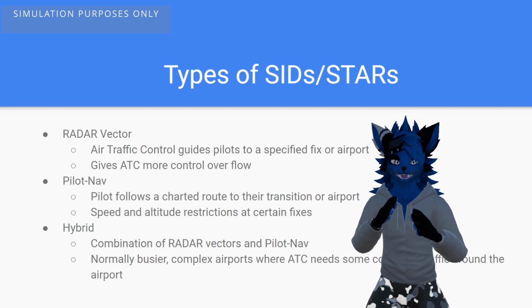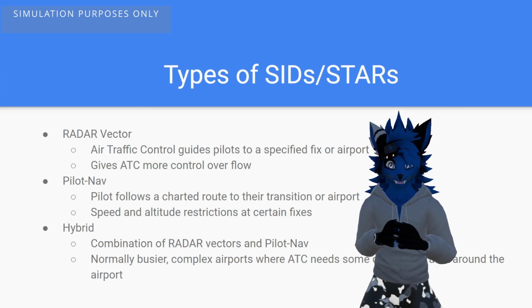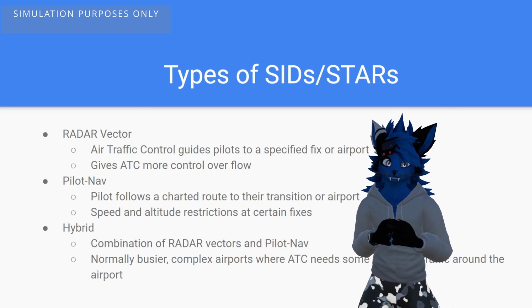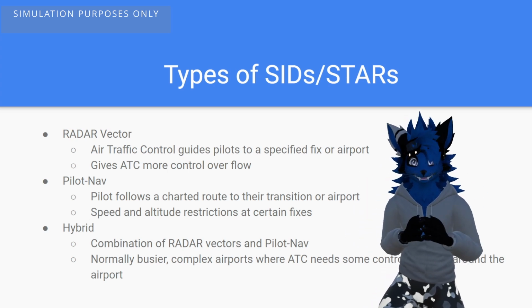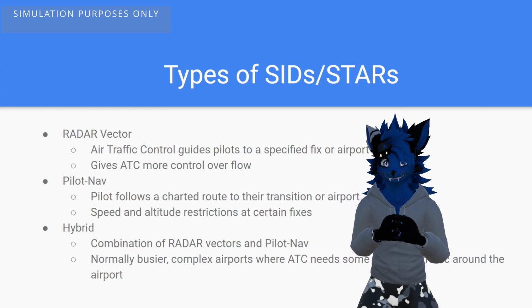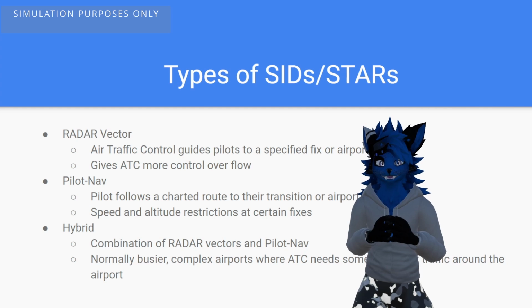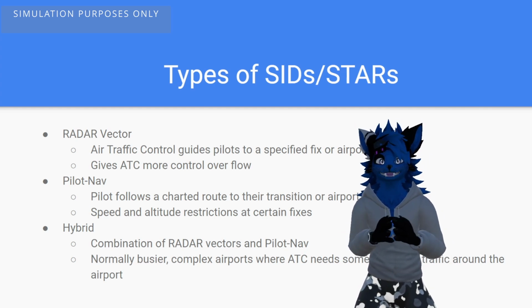Hybrid SIDs and STARs are a combination of the two. These are usually going to be found at busier, more complex airports where ATC needs some sort of flow control very close to the airport. But there will also be a charted route that pilots will fly up to a certain point. Hybrid SIDs and STARs tend to trip up a lot of newer pilots on the VATSIM network for reasons we're going to talk about here in a little bit. So if you are flying on a hybrid procedure, just make sure you're reading it carefully to ensure that you're doing exactly what is expected.